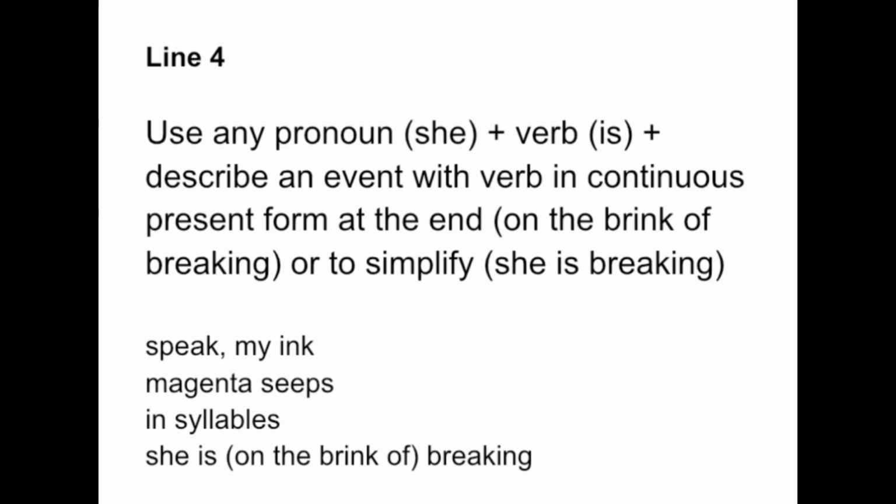And for the final line, line 4, use any pronoun, she, that's the one I chose, she, and verb is, and then describe an event with a verb in continuous present form at the end. On the brink of breaking, or to simplify, she is breaking. So the final poem is, speak, my ink. Magenta seeps in syllables. She is on the brink of breaking.